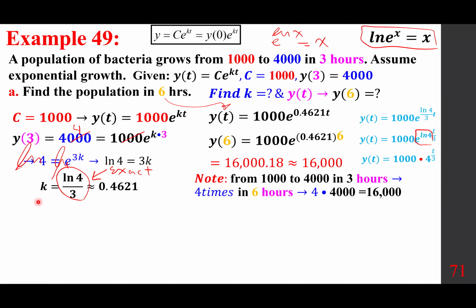So this part, we should know it's 4, so we can write 1,000 times 4 to the power of t thirds. Just in case, if you plug in 6, you get 6 thirds, which is 2. 4 squared is 16, times 1,000 becomes 16,000. So that's pretty straightforward, everybody.